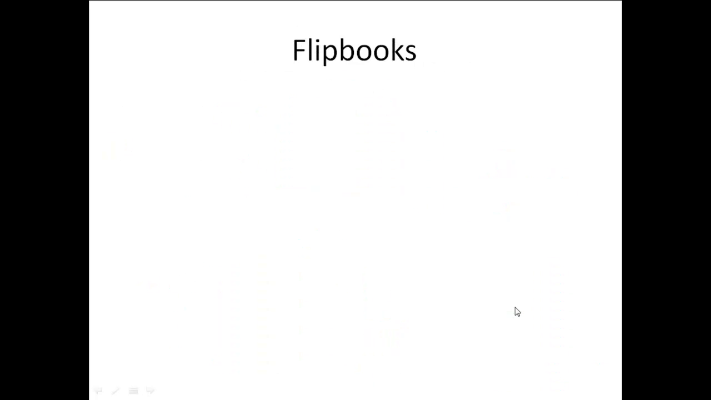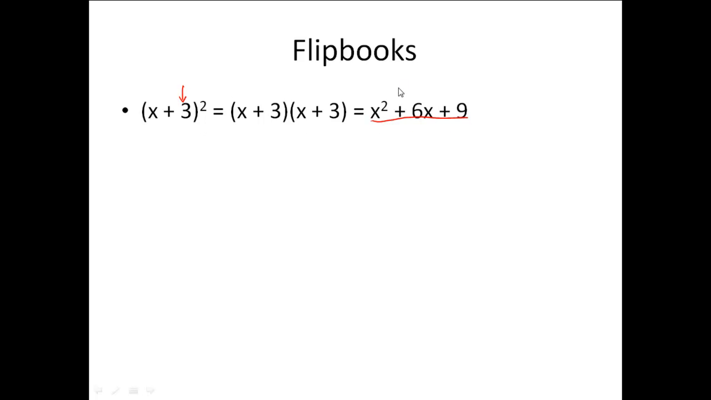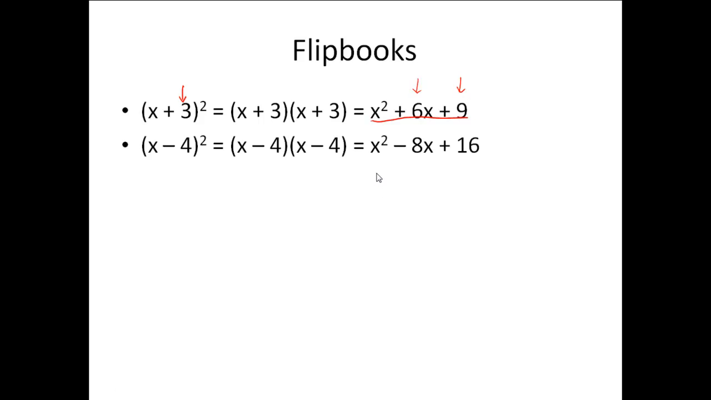Okay, our next part, we're going to see if we can find another special pattern. We're going to start with x plus 3, that quantity squared, which really means x plus 3 times x plus 3. And we end up with x squared plus 6x plus 9. So what I want you to do is look at this 3 that we start with and see if you can find out how it is related to the 6 and the 9.